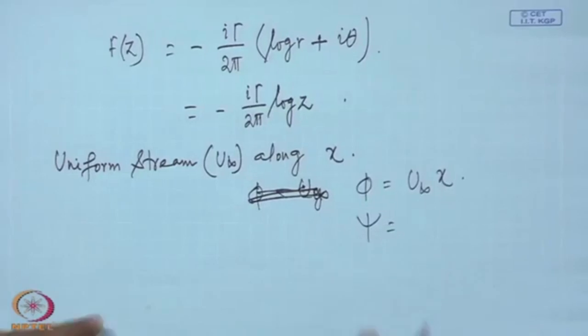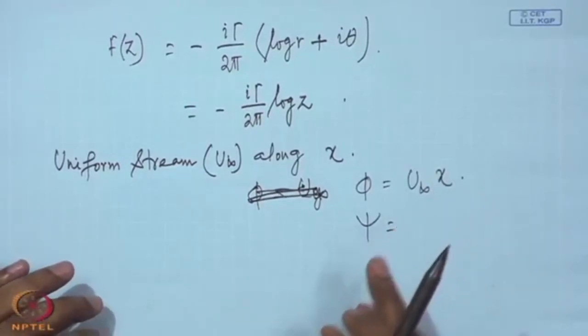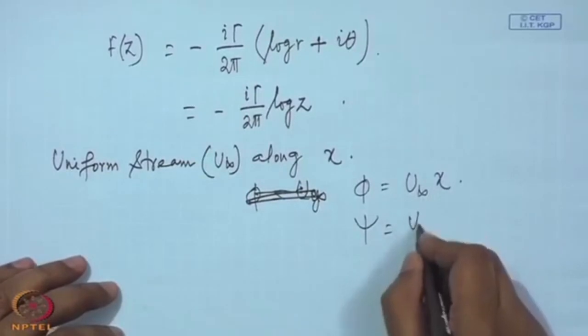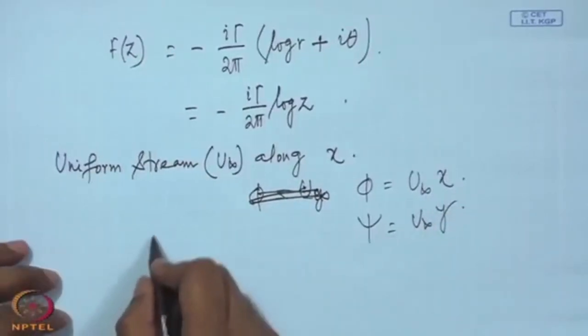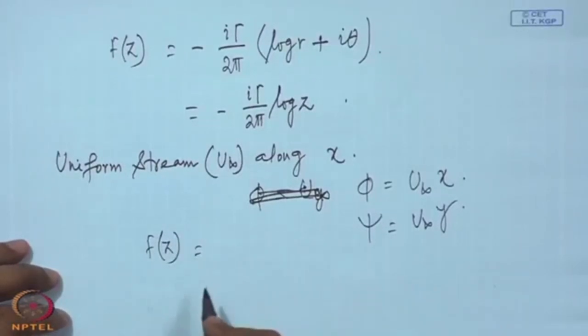Plus or minus? Plus or minus psi? Plus. Sure? d psi dx equal to 0, d psi dy equal to u infinity. And the complex potential is phi plus i psi, u infinity z.